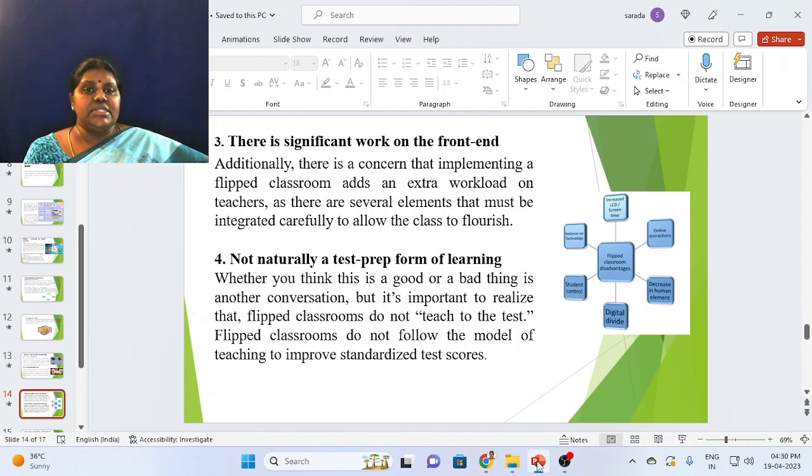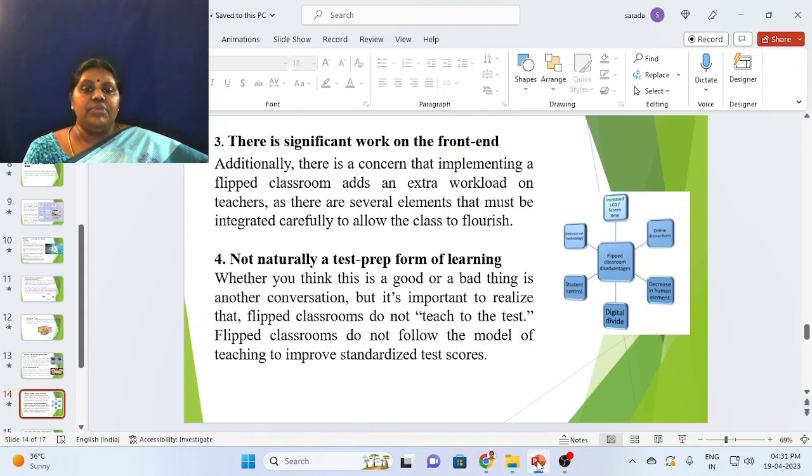Next disadvantage is there is significant work on the front end. Additionally, there is a concern that implementing a flipped classroom adds an extra workload on teachers as there are several elements that must be integrated carefully to allow the class to flourish.